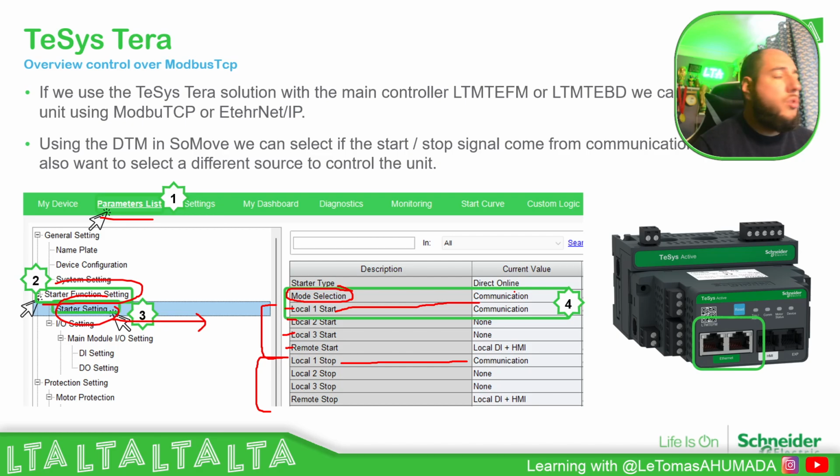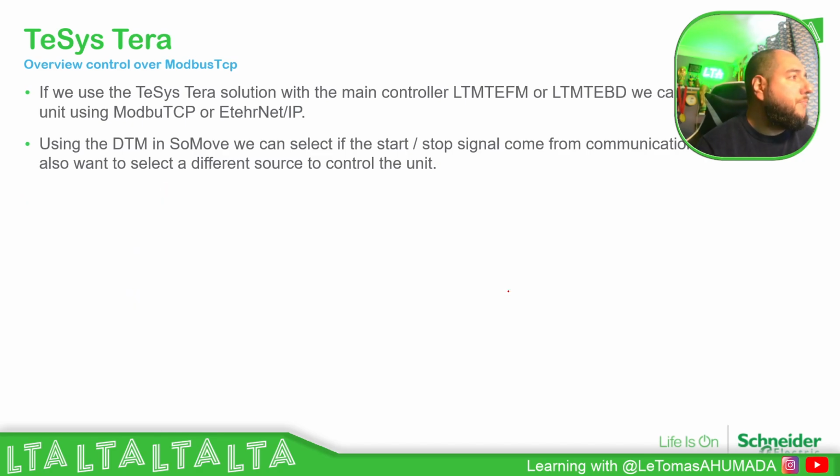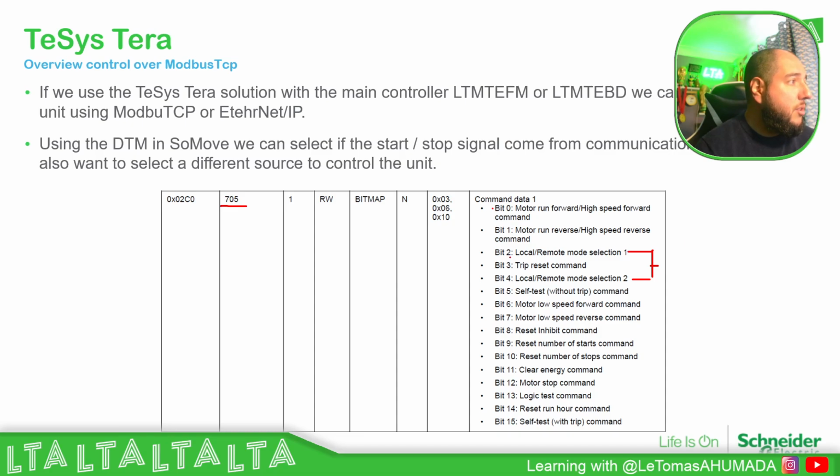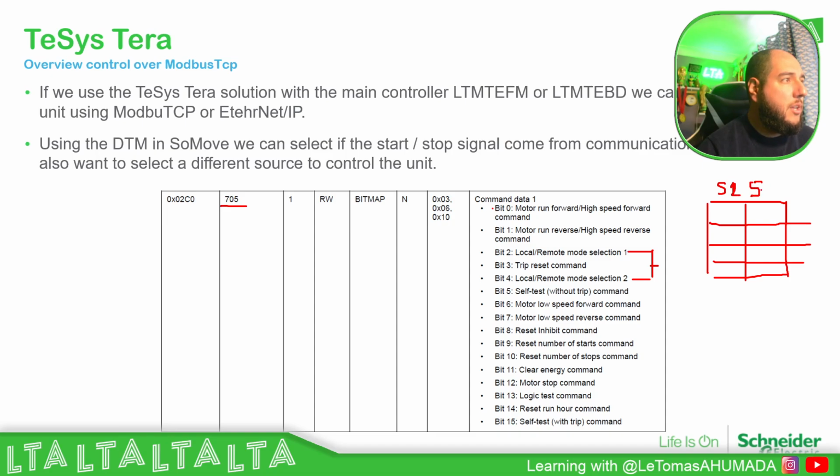I'm just going to show you how it works, don't worry. What we need to understand is that with these two bits, bit 2 and bit 4, we have the possibility to select. Basically it's like a table. I believe I did it in another video. This is going to be selection 1, this one is selection 2, and this one is selection 1. This is the number 2, just in case.